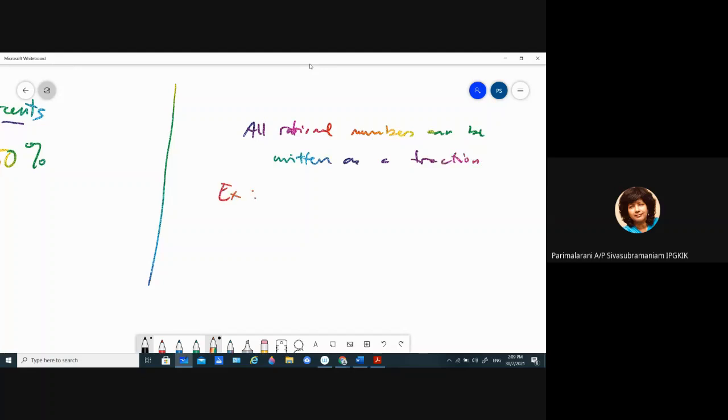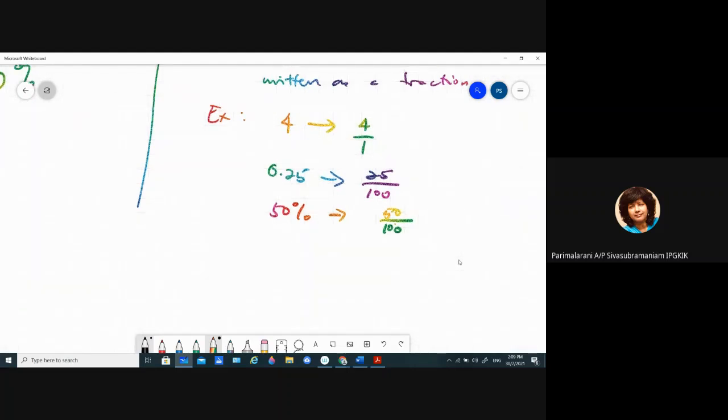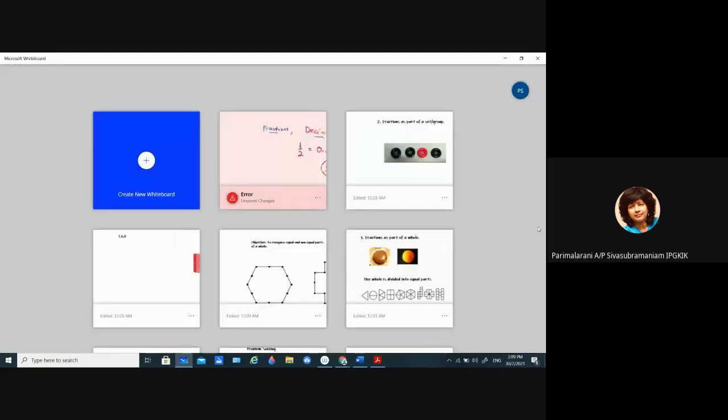Example: if you have a number 4, whole number 4, you can write it as 4 over 1. If you have 0.25, you can write this as 25 over 100. 50% can be written as 50 over 100. Ratio 1:3 can be written as 1 over 3. So all rational numbers can be written as fractions. Okay, this is for your own understanding.